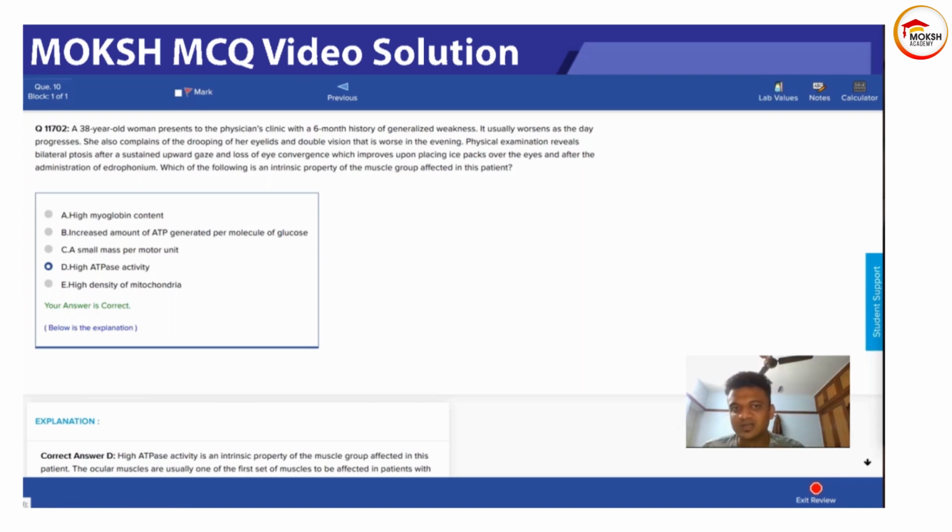You can learn about myasthenia gravis in your pathology lectures, what it is exactly and what the pathogenesis is. But basically, we are talking about physiology. I teach physiology. So, the intrinsic property of the muscle group affected.